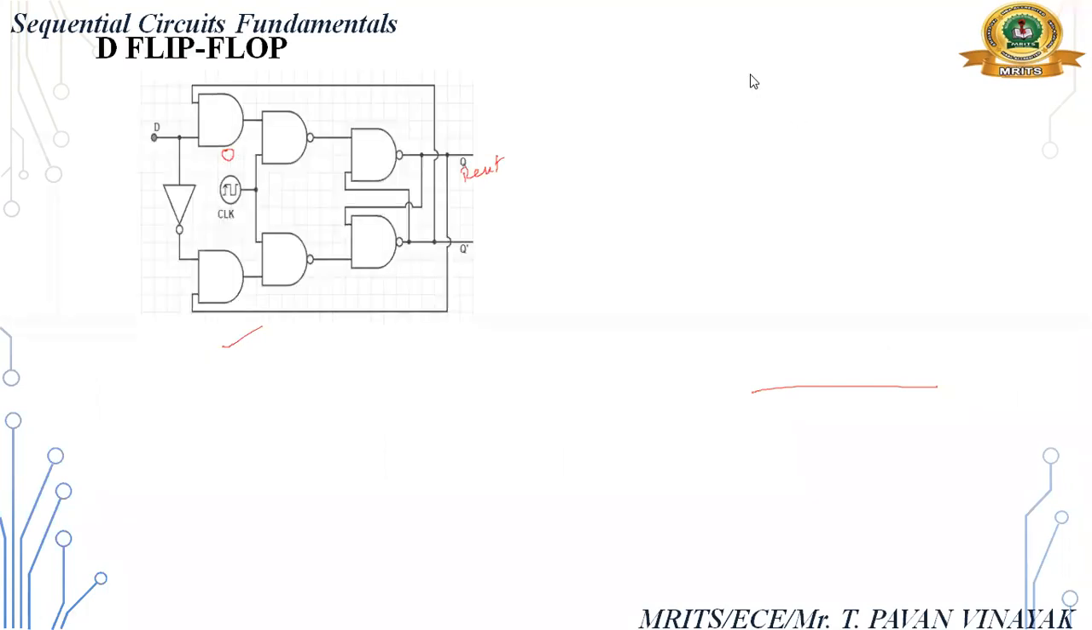Next, the circuit. Observe, this part is the JK flip flop, with J and K. I am giving a NOT gate here. So this is the D flip flop.